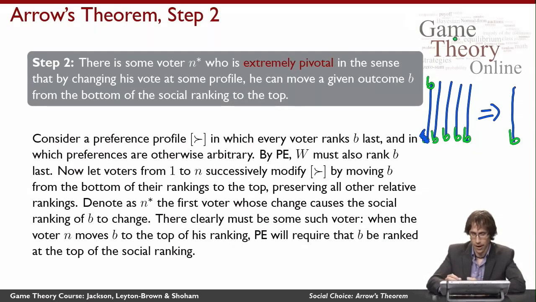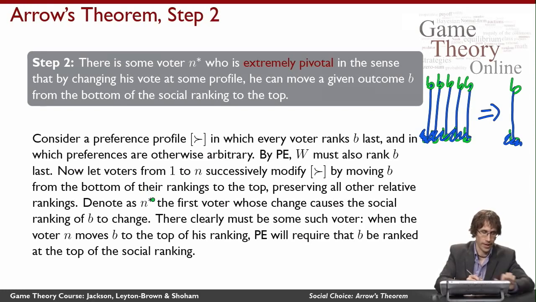When I do this, there has to eventually be a change. It can't be that I do this for everybody and B never changes. Because once I've done it for everybody and I've got B at the top all the way, then Pareto efficiency again is going to constrain me and it's going to say B has to be at the top. So I know there has to be somebody who, in making these movements, causes something to change at some point.